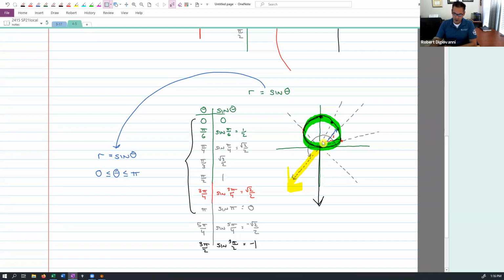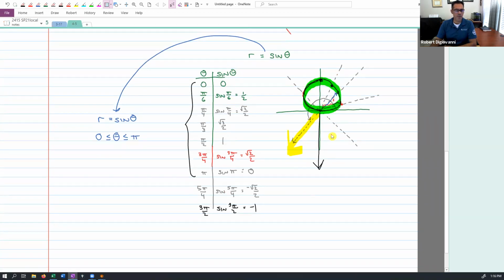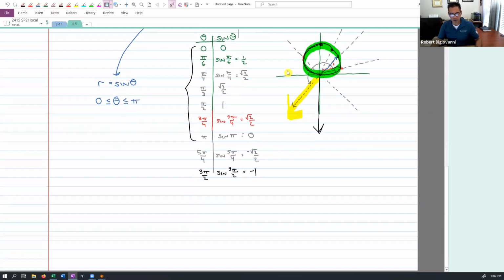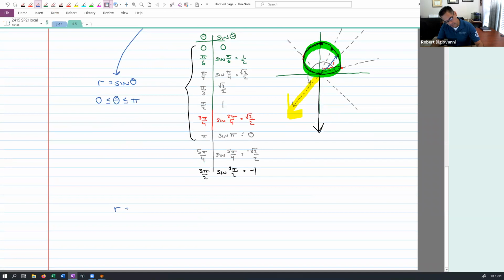Now, this shape, what does that look like? It looks kind of like a circle, right? Kind of. I wonder if it is. Maybe we can figure this out. Is that a circle? Well, let's take our equation, r equals sine theta, and let's think about Cartesian.